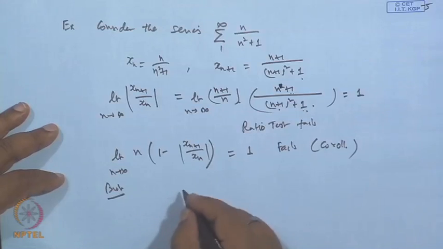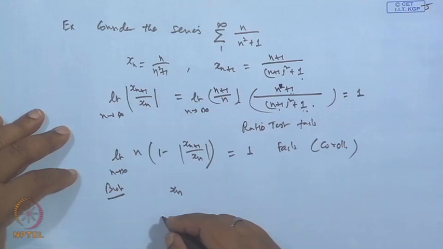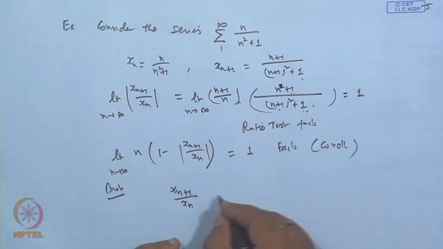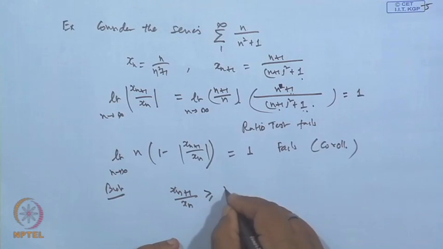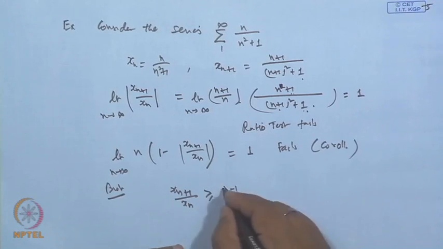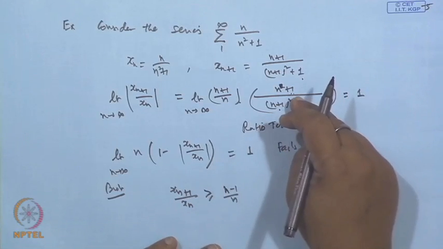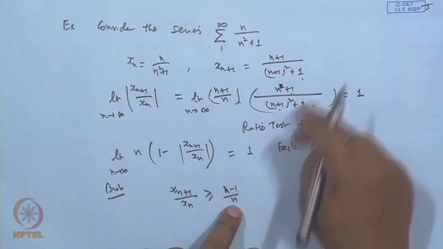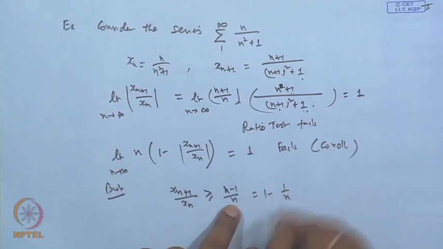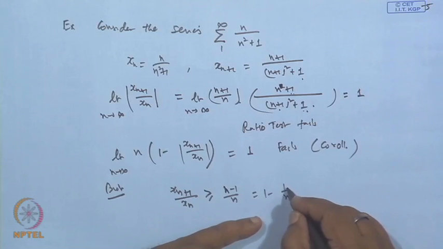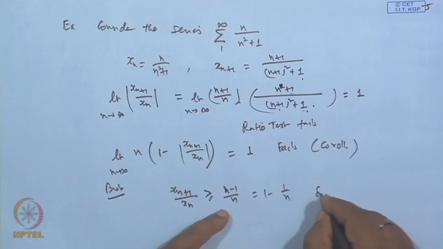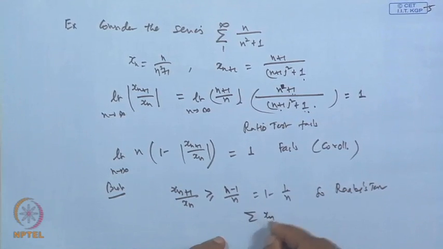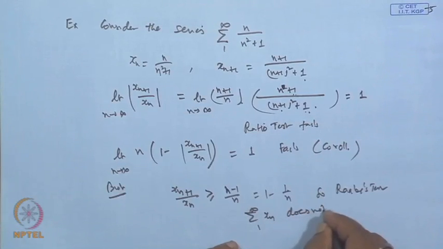But if we look at x n plus 1 by x n, what are you getting? This is greater than or equal to n minus 1 by n. If you just see the ratio of this and find out the term, you will get this is greater than or equal to 1 minus 1 by n, and this diverges. So, by Raabe's test, the series sigma x n does not converge absolutely.